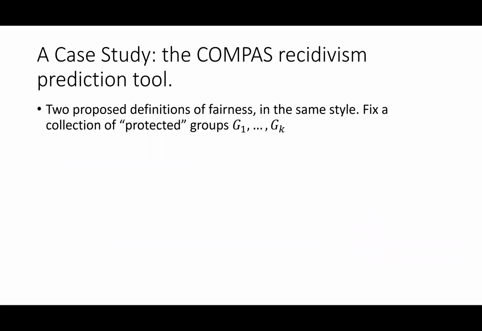And just to mathematize things a bit, what was going on here was that ProPublica and North Point had different formalizations for what they meant by fair, but they were both definitions in the same style. Both of them proposed that there should be some collection of protected groups, in this case broken down by race. So in this case, maybe there's just two groups, white people and Black people.